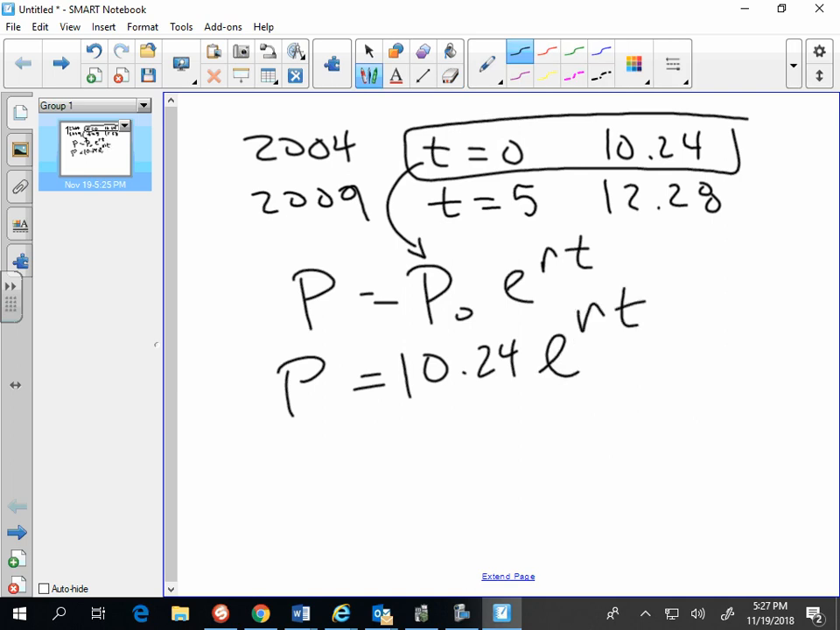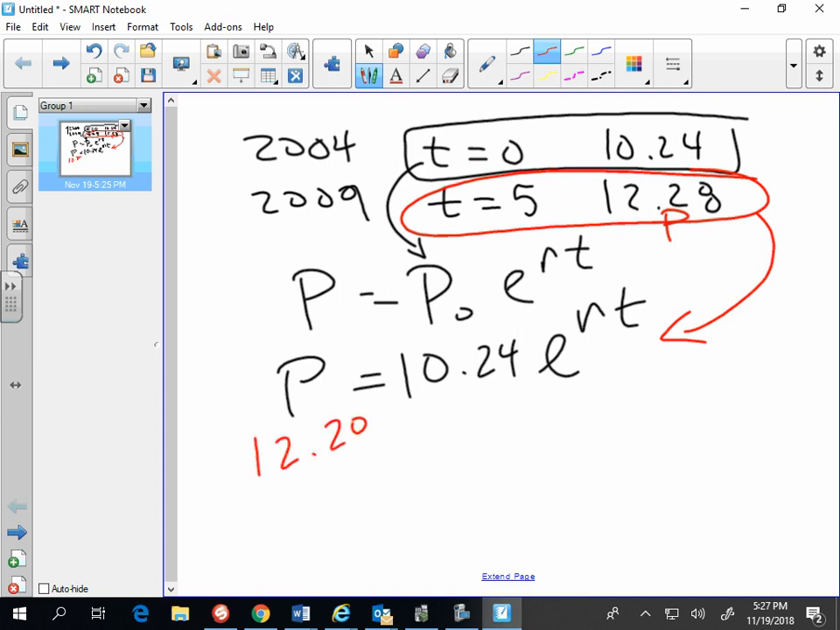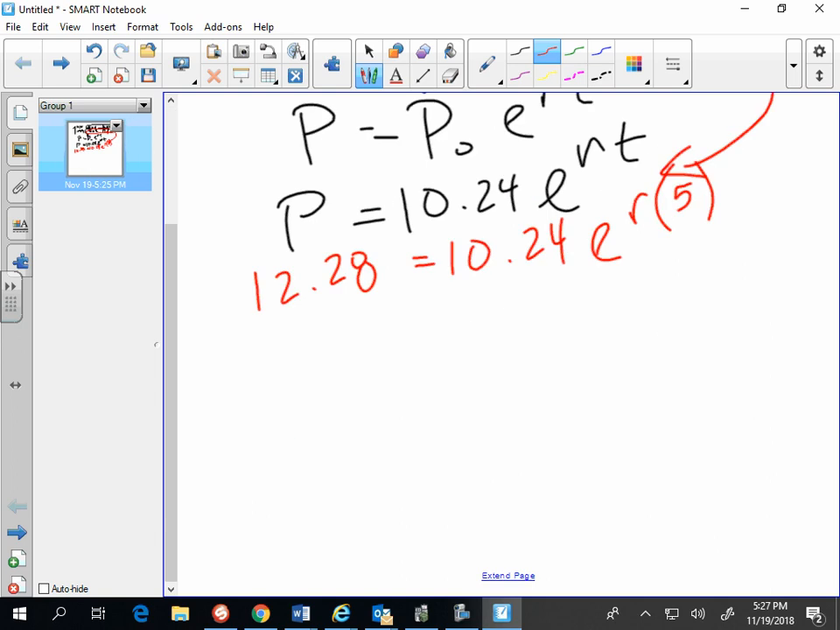Now I want to use this second ordered pair. That's what I had meant to do. And I'm going to plug this value in for P and this value in for t. So I have 12.28 equals 10.24 e to the r times 5. So I need to solve this equation for r.